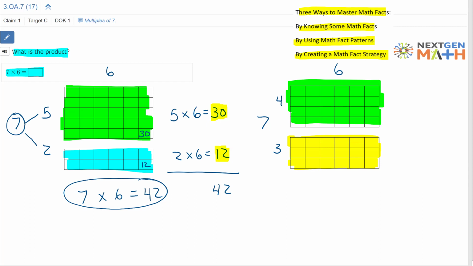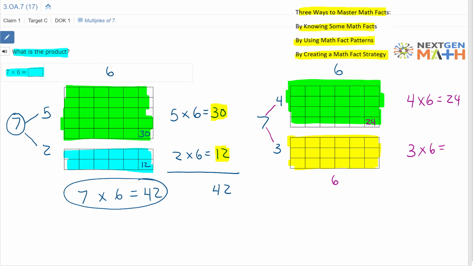So now that we strategize so that 7 can be thought of as 4 plus 3, we now have a 4 by 6 array, or 4 rows of 6. And 4 rows of 6 we know is 24, because 4 is a doubles plus doubles pattern, and you can do mental math that way too. The other array is a 3 by 6 array. So now we have a 3 by 6 array.